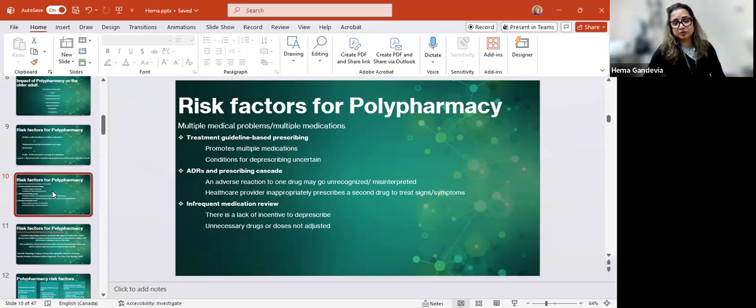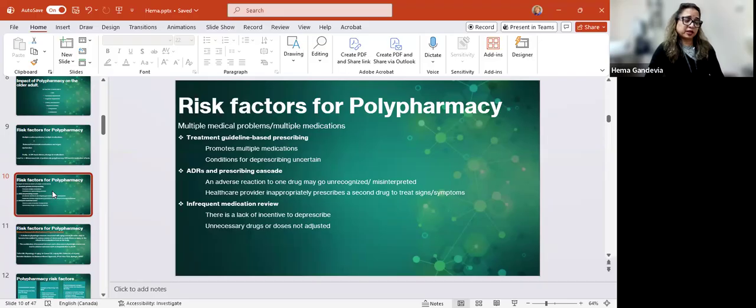Let's look again at all the risk factors for polypharmacy. Now, again, when you talk about multiple medical problems or multiple medications, treatment guideline-based prescribing sometimes could promote multiple medications. Maybe if the practitioner is trying to get a tight control on certain health conditions, they could say, okay, let's do like 2 products or 3 products, and that could potentially be detrimental for the patient because they could have like dizziness side effect or hypoglycemia side effect, to just quote a few.